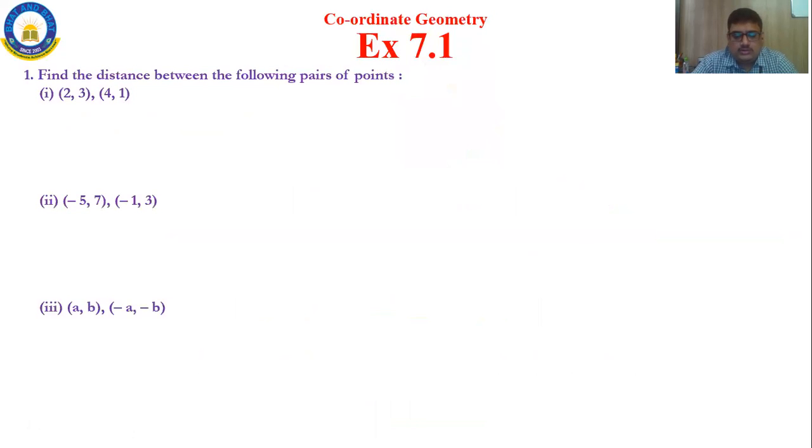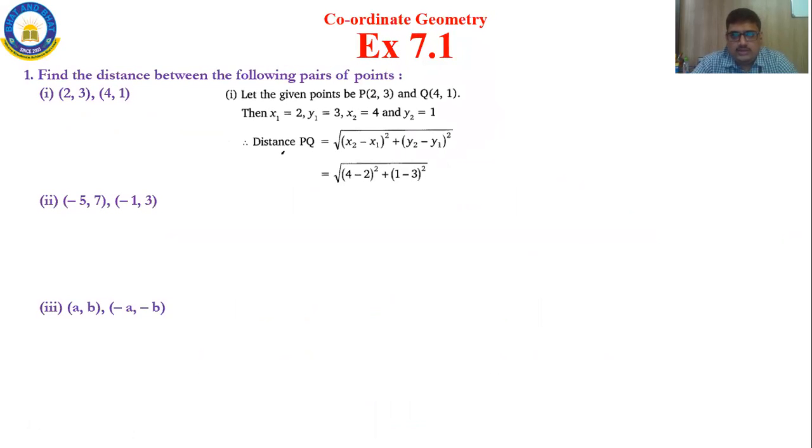We have been given 2 points, so I have to name the points. This is the exact methodology your board expects you to write. Let the points be (2, 3) and (4, 1). I have named those points P and Q. We know the formula: root of (x2 minus x1) the whole square plus (y2 minus y1) the whole square. Before that, I have to notate the points.